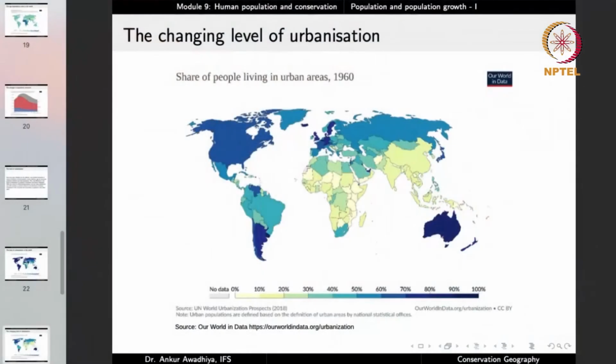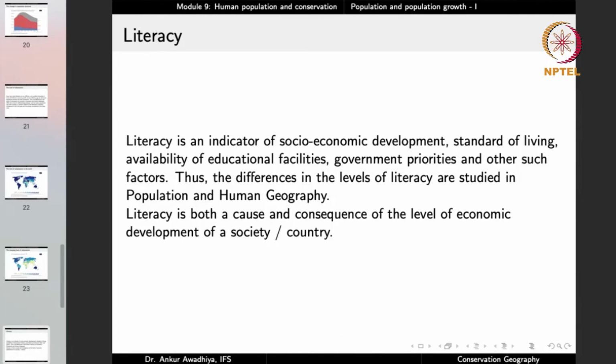Now, when we talk about human geography, it will ask the question, okay, which areas are observing urbanization of the population? Why do we have urbanization of population in these areas? And so on. Another important population parameter is literacy, or the number of people who can read and write. Now, literacy is an indicator of the socio-economic development, standard of living, availability of educational facilities, government priorities, and other such factors. So, it is an indicator of socio-economic development.